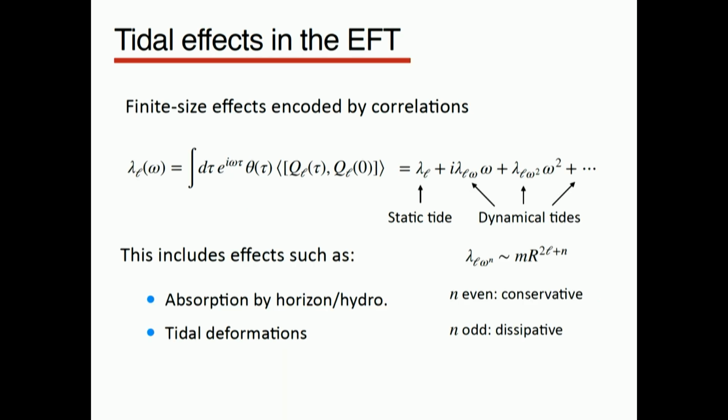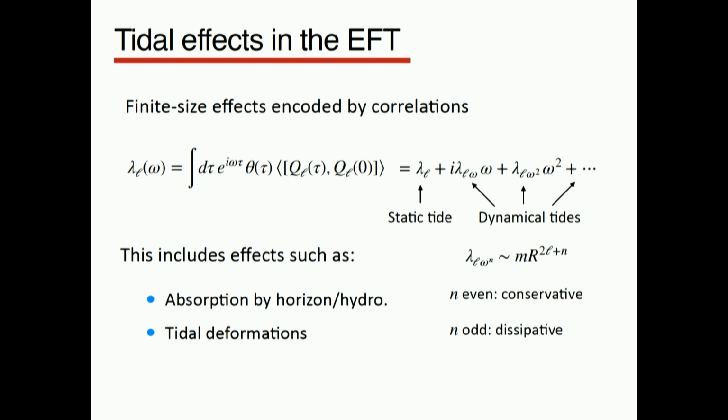Okay, so in the effective field theory, all of these different properties of the objects, of course a black hole is going to be quite different from a neutron star, are encoded in the correlations between these multipole moments. So this can be a purely classical theory, but there's going to be some correlation functions of this Q. I'm using here the notation of a quantum theory because it's more familiar for many of us.